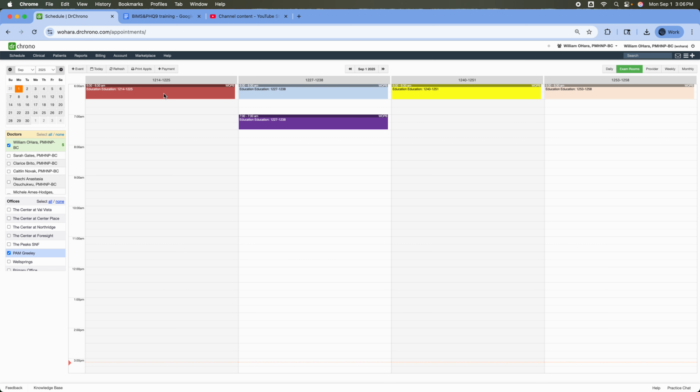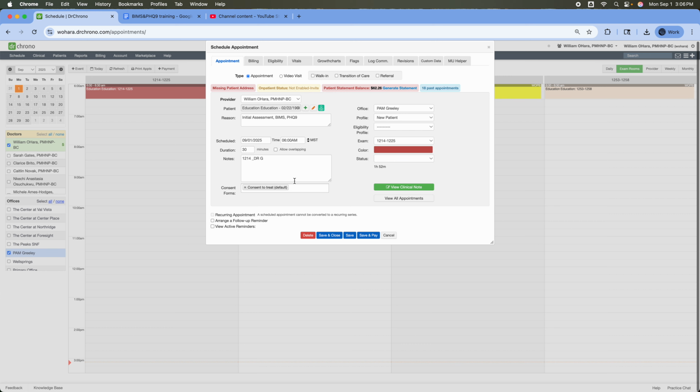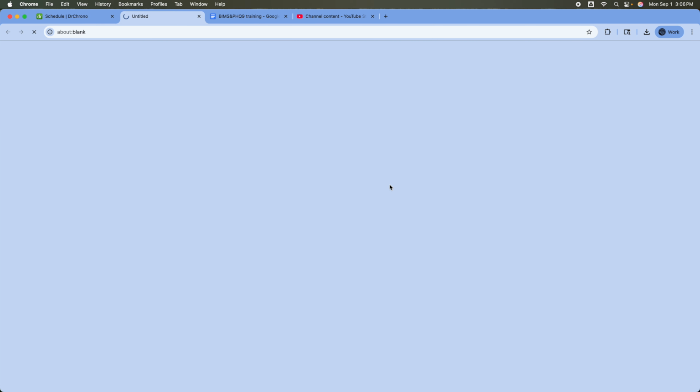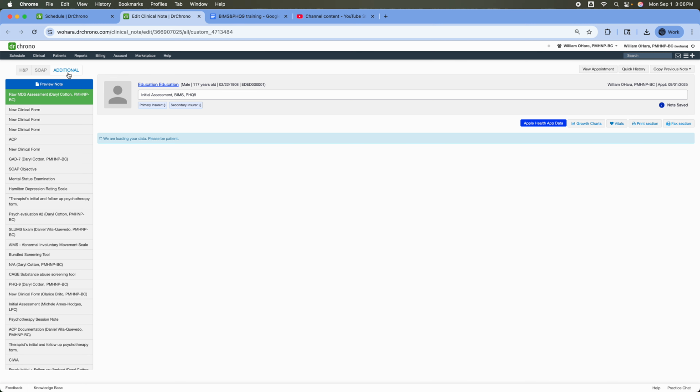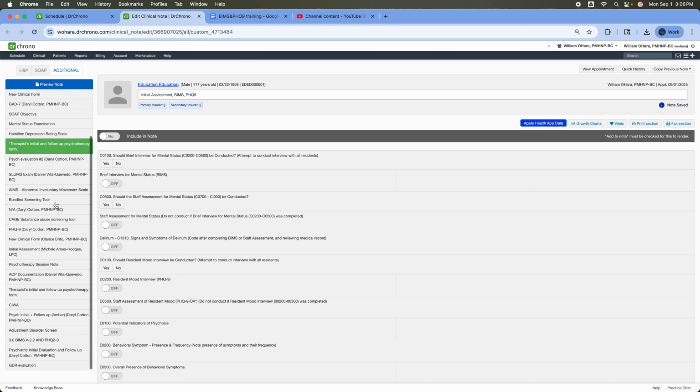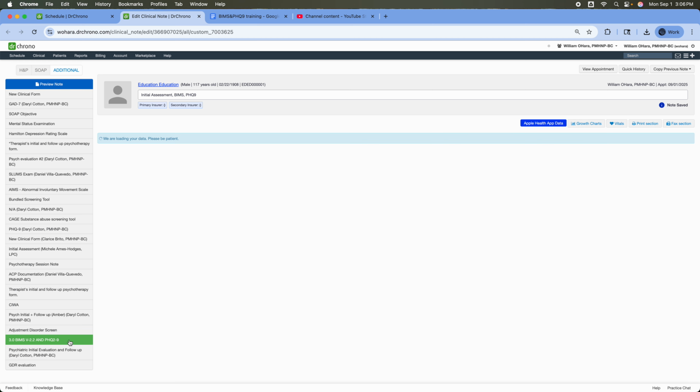So we click on our patient, and again, the view clinical note, and our additional. So we go all the way to the bottom, and again, we talked before about these are the three templates that we use 99% of the time in the facility, but for this case we're going to go on the BIMS and PHQ 2 to 9.